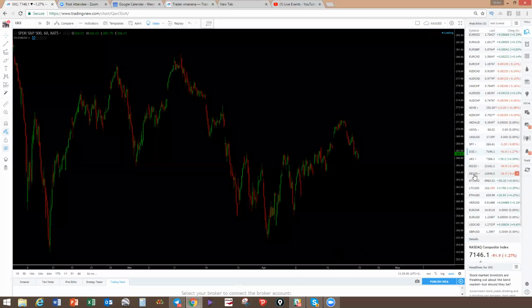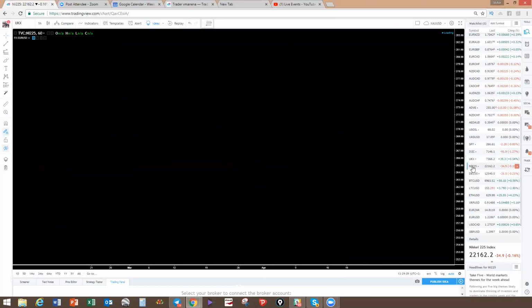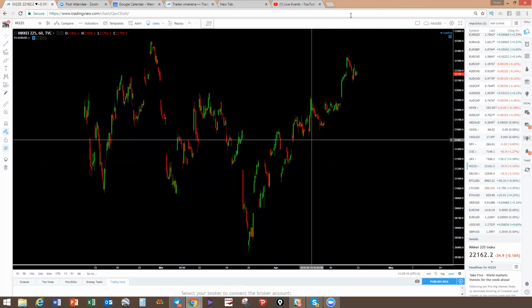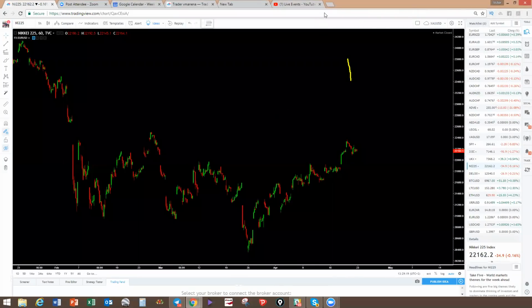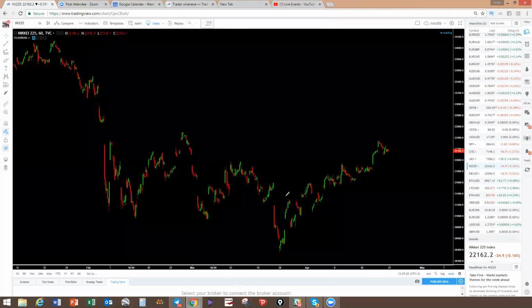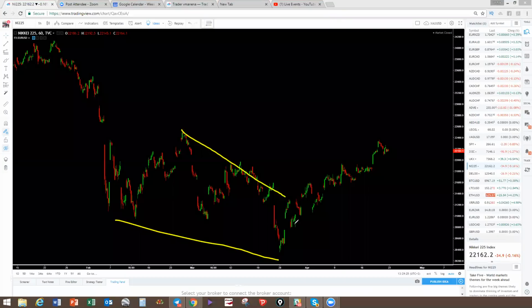NASDAQ, Nikkei, Dutch. We've done the Nikkei, have we? It's just all the same. That's why. Nikkei. Similar to all the other indices. V pattern. See how accurate the V pattern is. We're going correctively with this.